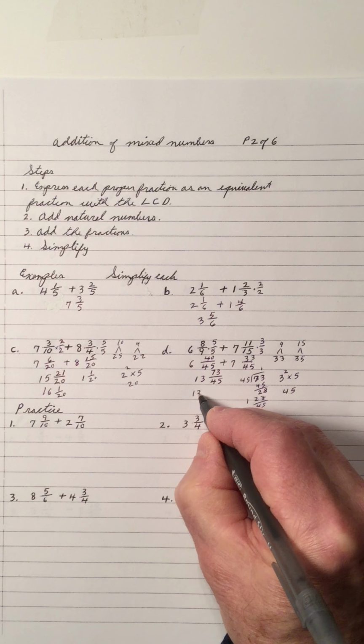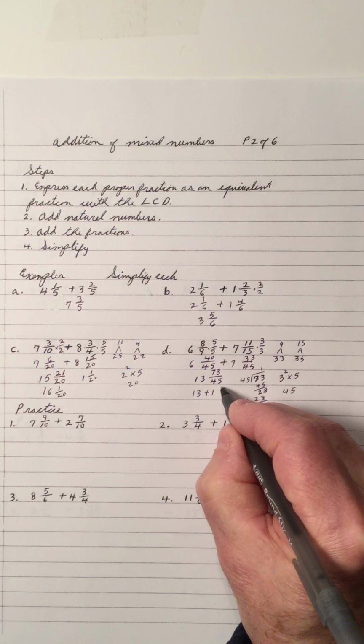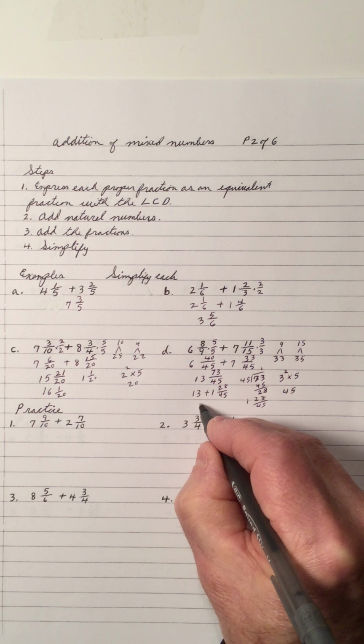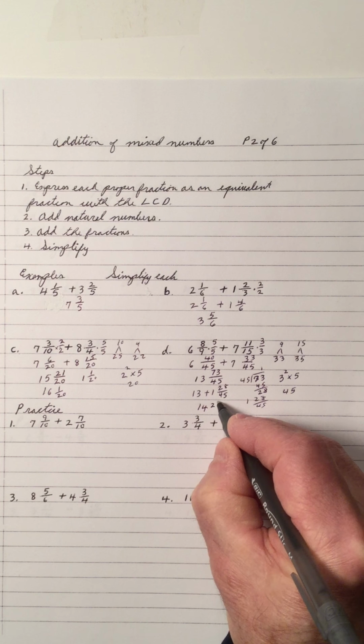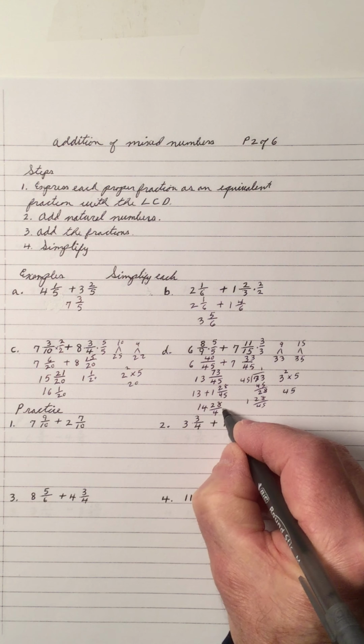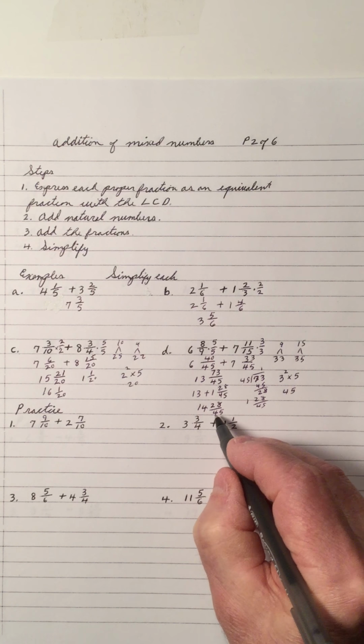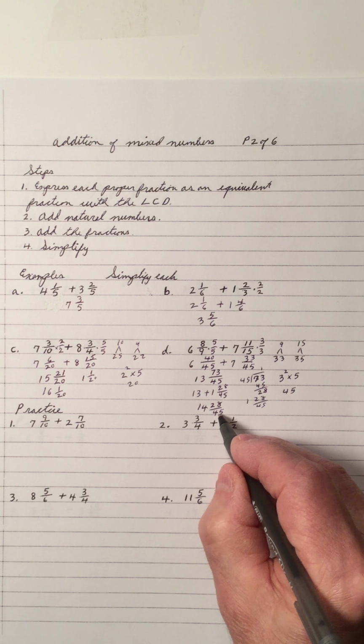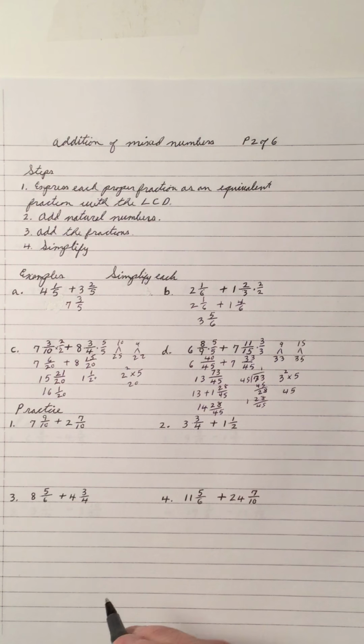So 13 plus 1 and 28 over 45 gives me 14 and 28 over 45. 45 has a factor of 5, but there's no 5 in 28. 45 has a factor of 3, but there's no 3 in 28, so that's the smallest it can go.